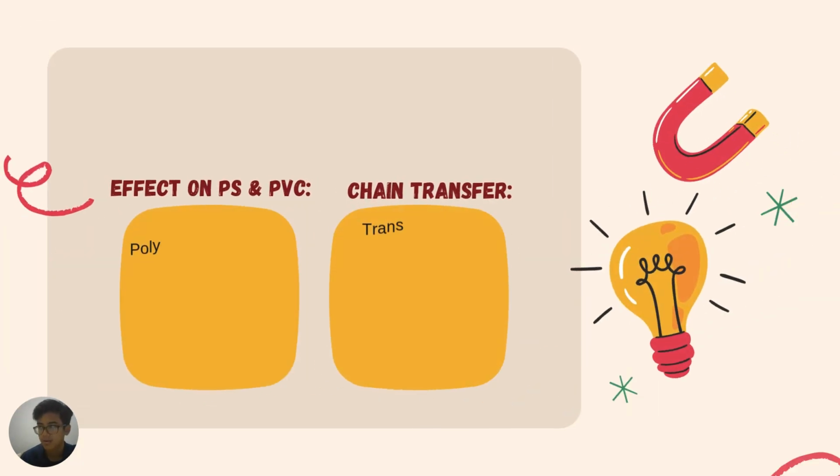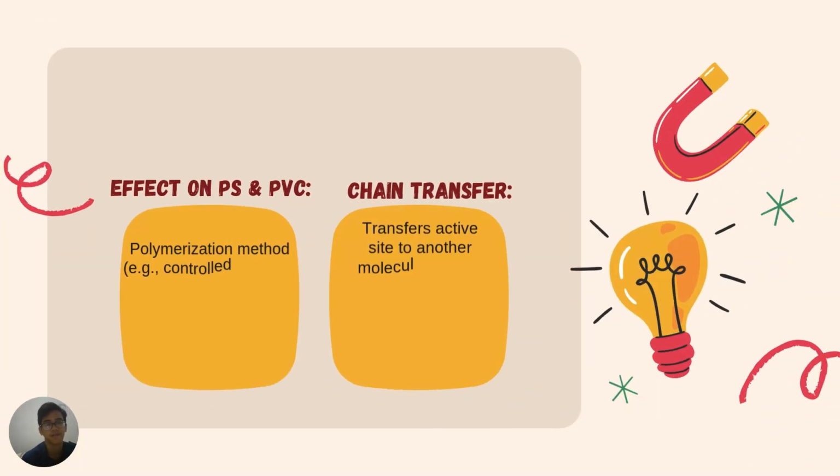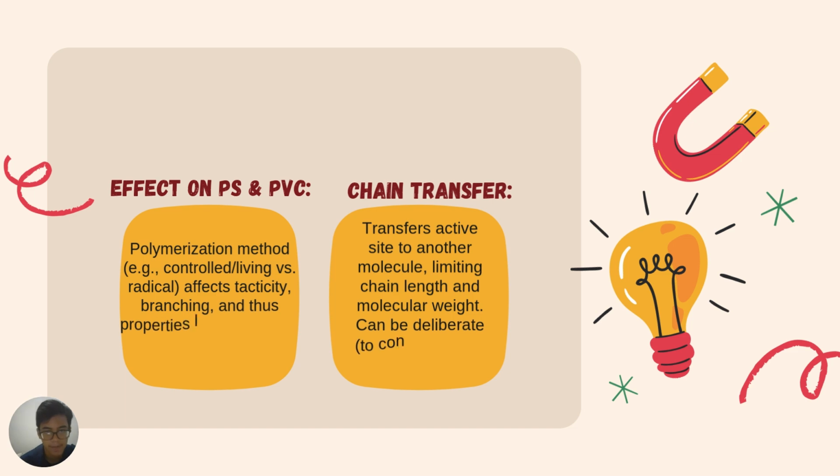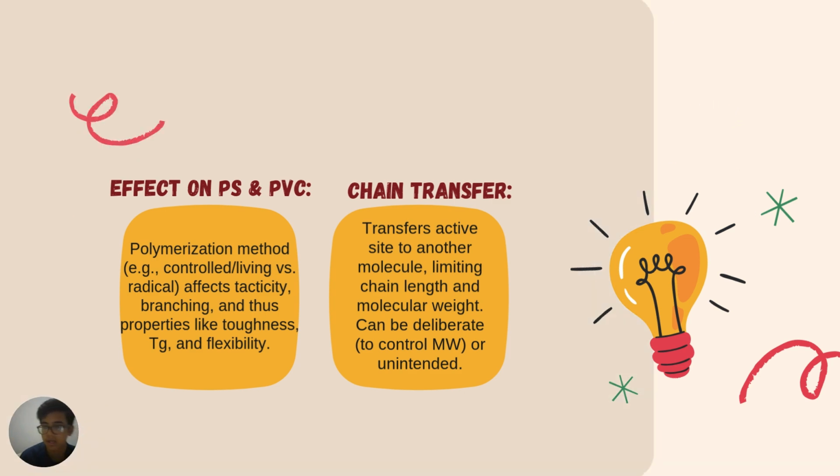And so the ninth and tenth questions talk about the effects on PS and PVC. So the polymerization method, which can be either controlled or radical, affects the tacticity and branching, adapting properties like toughness and flexibility of the material. And the tenth question is the chain transfer. So this transfers the active site to another molecule. It limits the chain length and molecular weight and can be deliberate to control molecular weight or unintended. If we control this, we have to limit the chain length so it doesn't go further than we can predict.